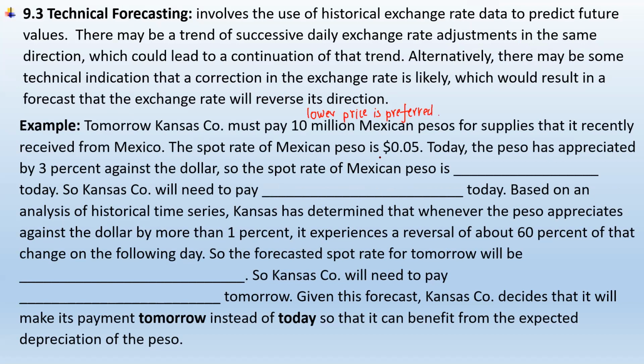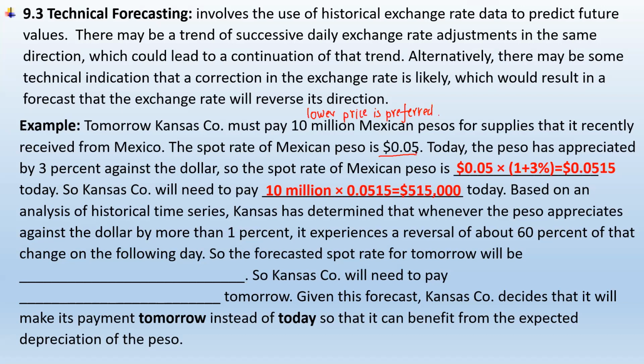And the current spot rate is 0.05. And today the peso has appreciated by 3% against the dollar. So the spot rate of the Mexican peso will be 3% higher than 0.05. So we find that today's spot rate is 0.0515. And the company may need to pay 10 million times the spot rate, which is 515,000 US dollars.